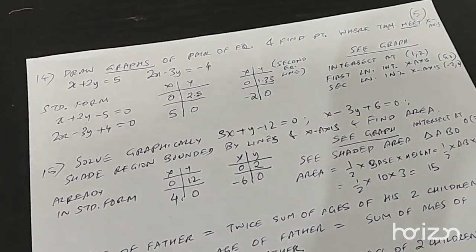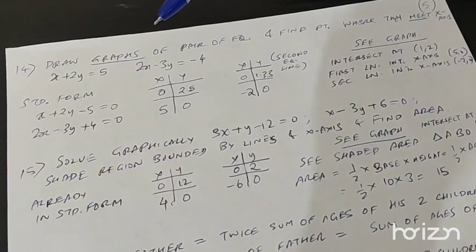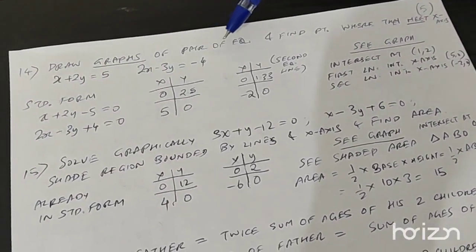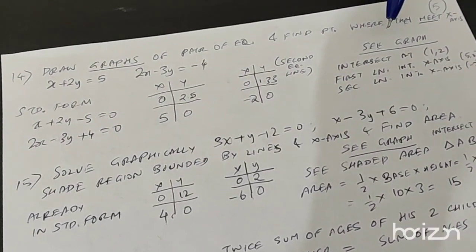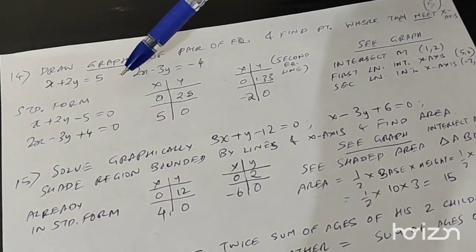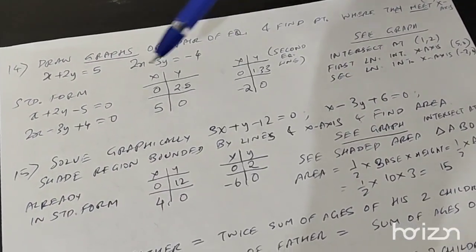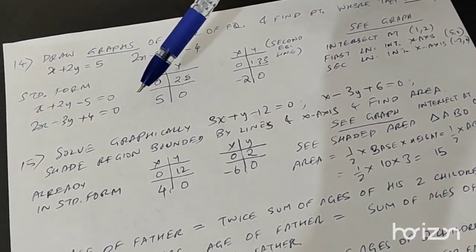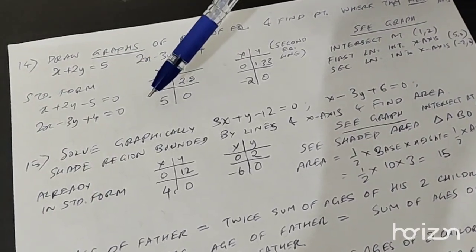Hi friends, so let's continue our understanding of linear equations and working out problems from previous question papers. So the question is, draw graphs of pair of equations and find the point where they meet the x-axis. One equation is x plus 2y equal to 5 and another equation is 2x minus 3y equal to minus 4. Okay, so first bring it into standard form. x plus 2y minus 5 equal to 0 and 2x minus 3y plus 4 equal to 0.